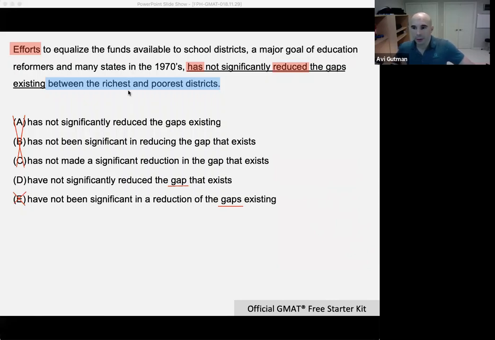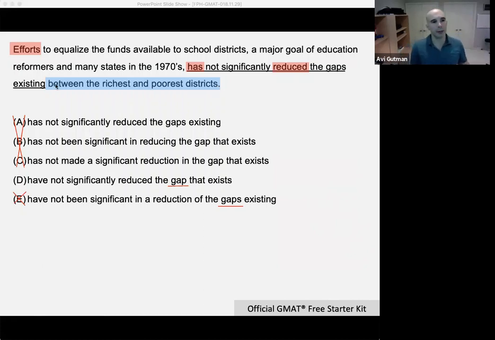So I'm not going to go into the other issues. Robert, I'm not sure that I'm understanding your question. Should the non-underlined part be district between the richest and the poorest district? Oh, I see. So you're saying, hey, shouldn't this be singular? I see what you're saying.